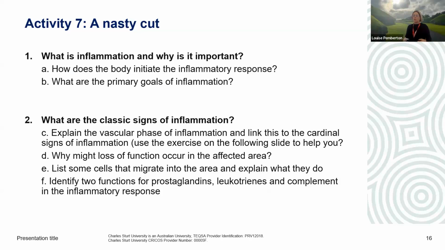Why might loss of function occur in the area? We've talked about the swelling and the pain. Can you list some cells that migrate into the area and explain what they do? So what cells, so this is an innate immune response. If you think back to the table where we put the things into the innate immune response, what cells do you think would migrate from the blood into the affected area?